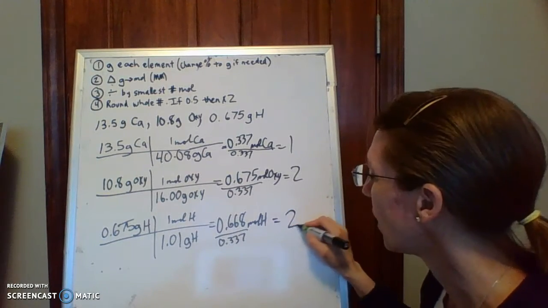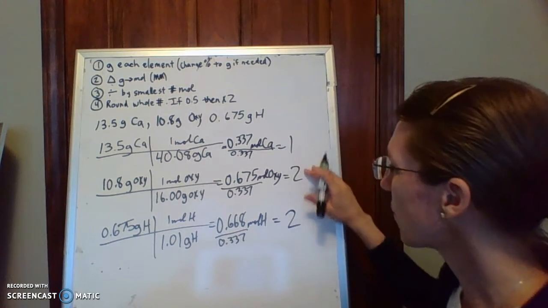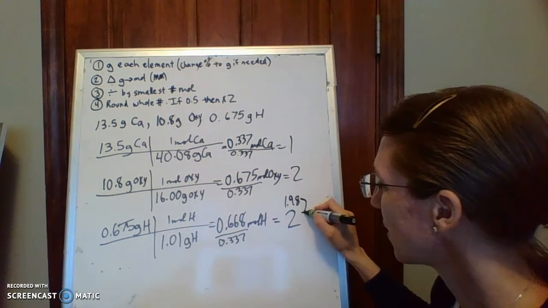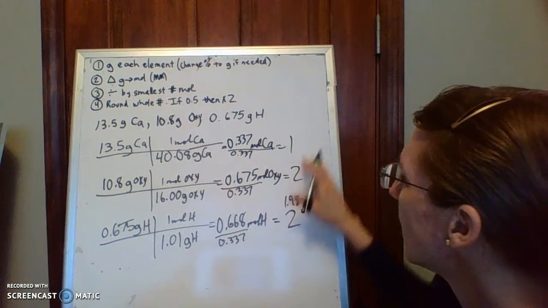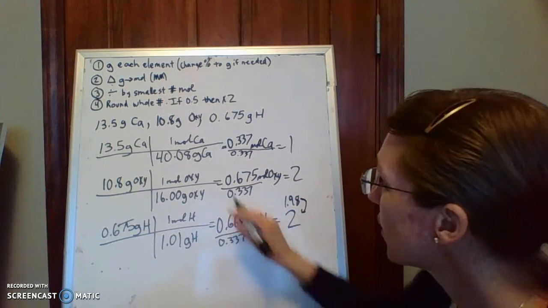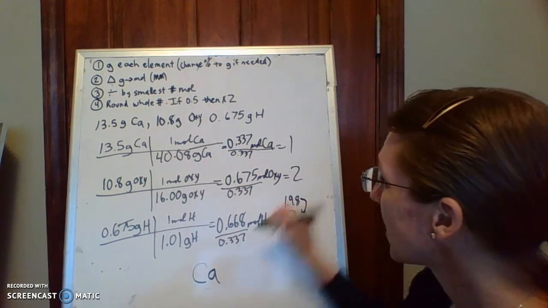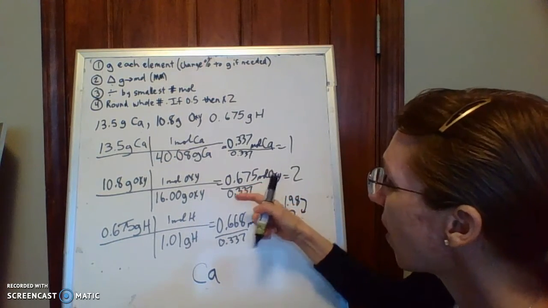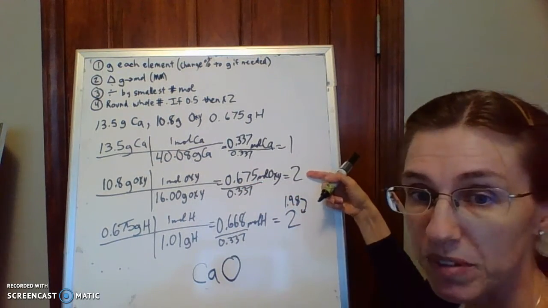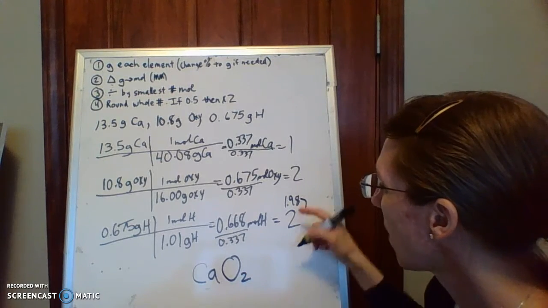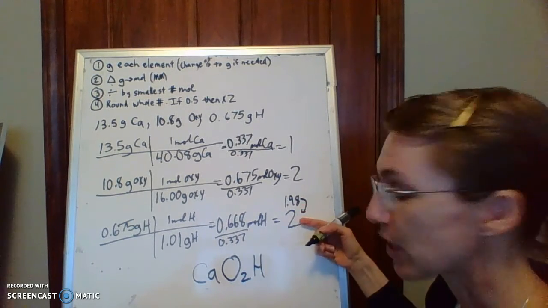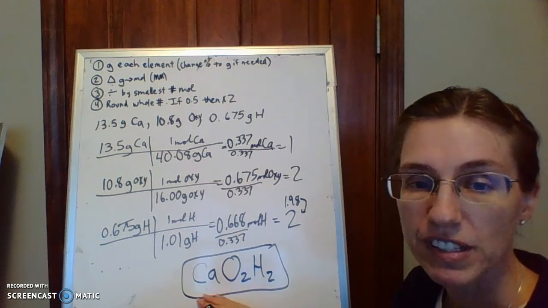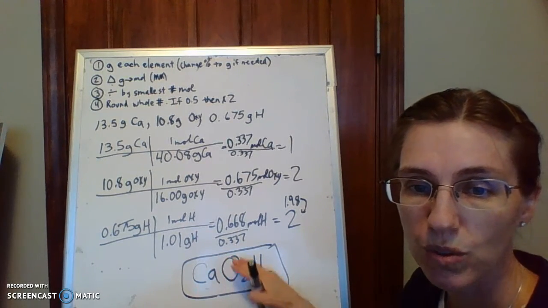1.98 is basically a 2 as a whole number. So these are all whole numbers. If you did write them like that, you would round them to that whole number. Now we can actually do the subscripts. So the calcium has a subscript of 1, and we don't write the ones in there. Our oxygen has a subscript of 2. Our hydrogen has a subscript of 2. So the empirical formula for this compound will be CaO2H2.